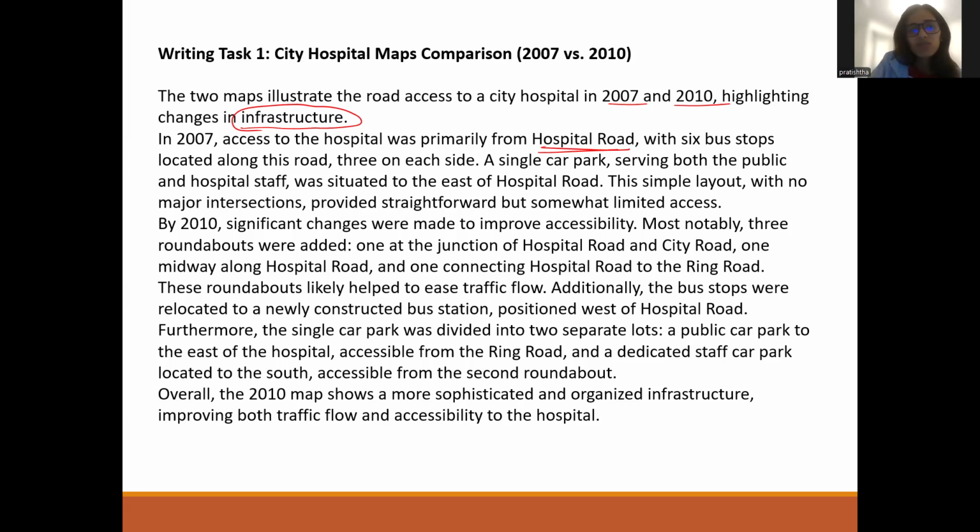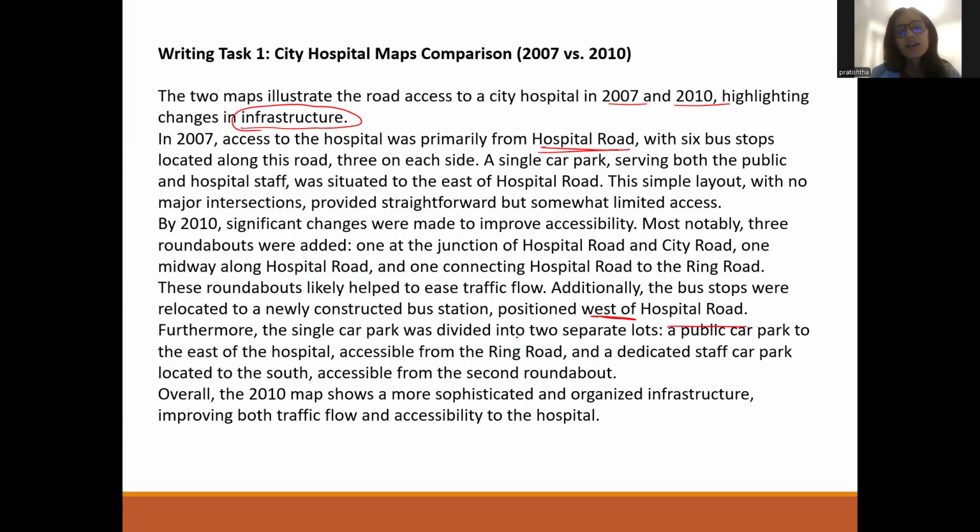Most notably, 3 roundabouts were added, one at the junction of Hospital and City Road, one midway along Hospital Road, and one connecting Hospital Road to the Ring Road. These roundabouts likely helped to ease traffic flow. Additionally, the bus stops were relocated to a newly constructed bus station positioned west of Hospital Road.